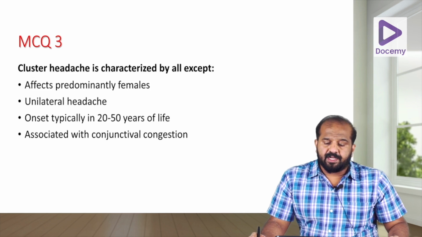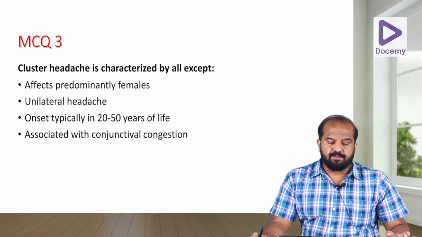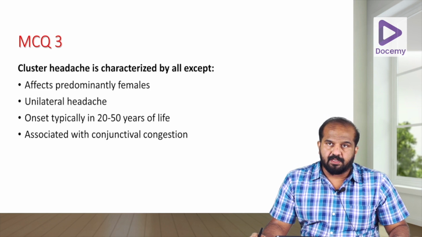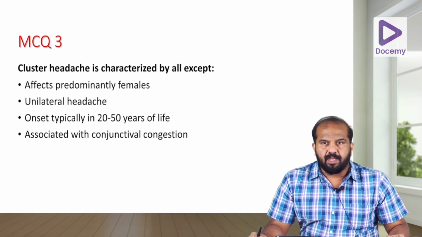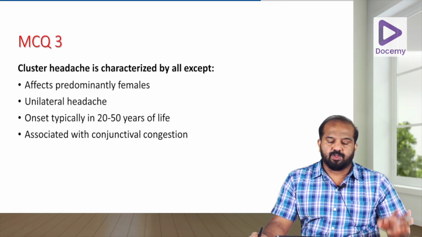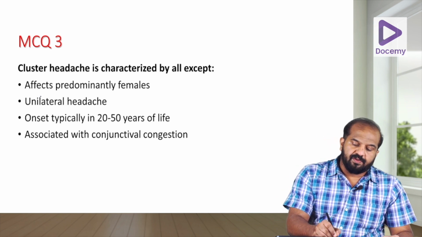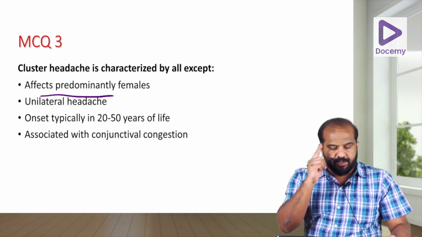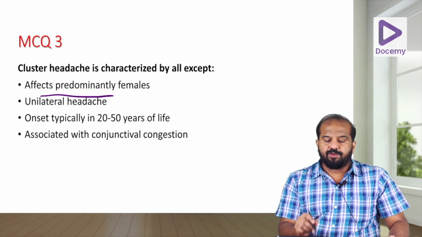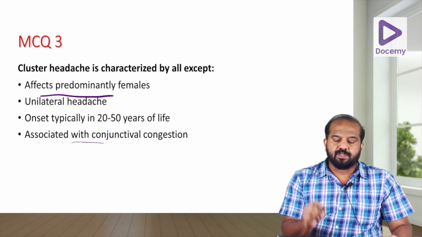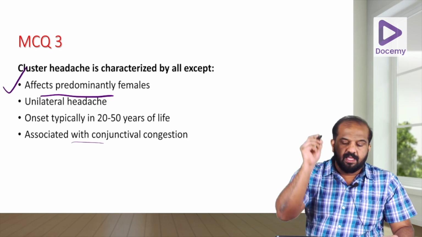The last MCQ. Cluster headache is characterized by all except: affecting predominantly females. No, it affects predominantly males. That we have been stressing, that point. So that is the odd man out. Unilateral headache is right, periorbital. Typical 20 to 50 years of life, that is right. Associated with conjunctival injection, that is right. So this is the answer.